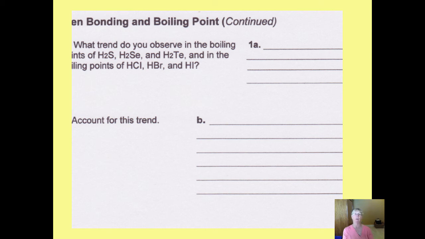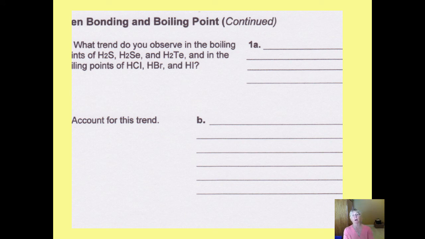So now you're at the culmination of being able to complete this worksheet. You have two questions on the back of the worksheet. The first question says, describe the trends that you see. And the second question says, account for this trend. So when you're answering these questions, for example, you need to be able to describe why you are seeing an increase in the temperature of boiling from hydrogen sulfide to hydrogen selenide to hydrogen telluride.